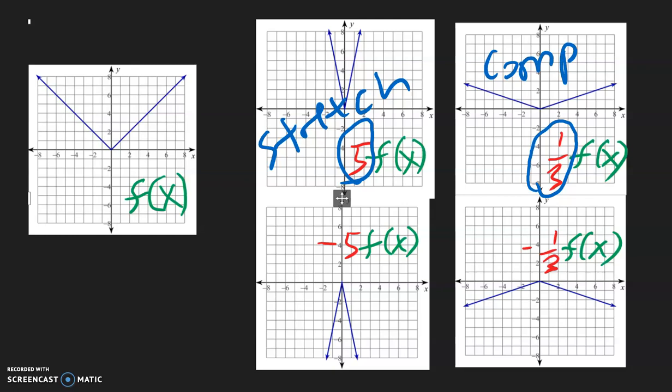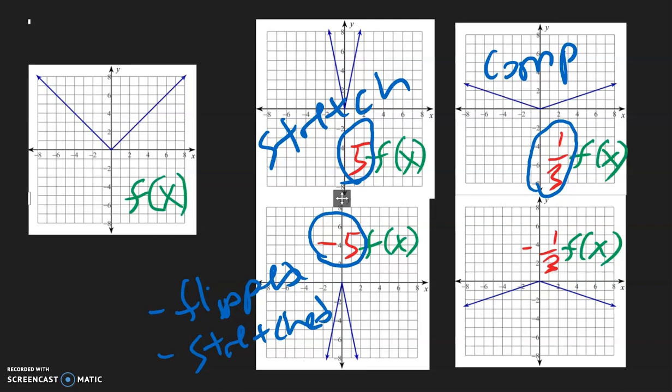Now the third example has a -5. The negative part tells you that it is going to be flipped. You can see that this graph got flipped upside down over the x-axis. So this has two things. It got flipped, it got reflected, and also it got stretched. We see that the number being multiplied is a 5, which is bigger than 1.